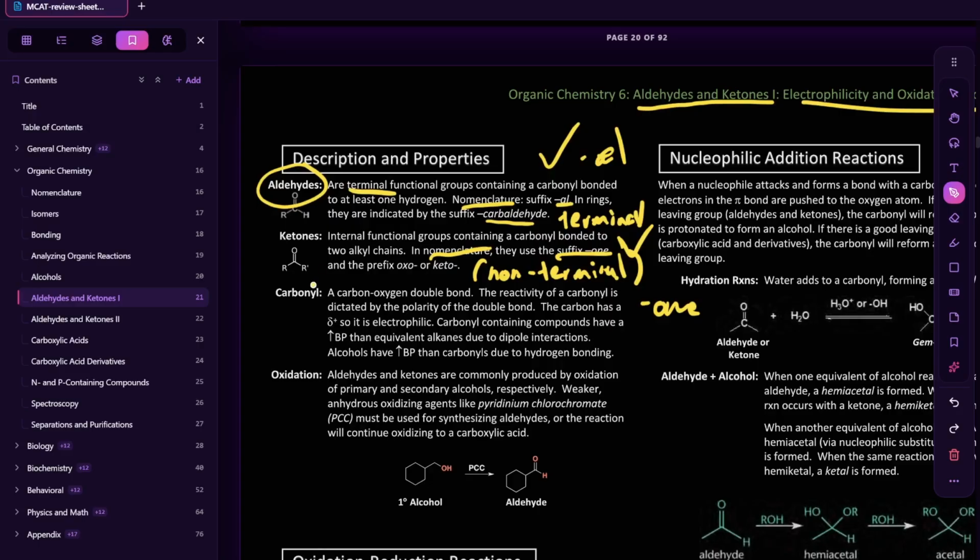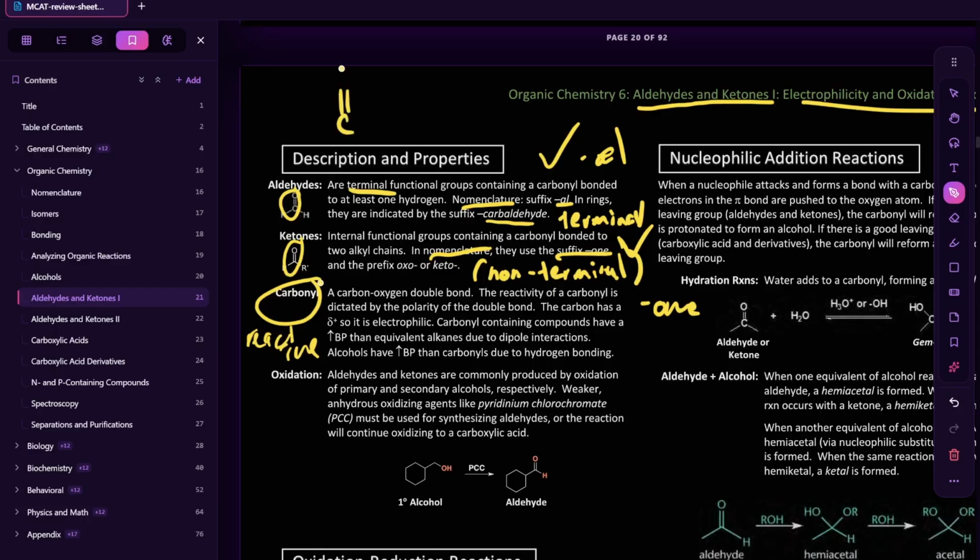So the carbonyl is very reactive. Why is the carbonyl so reactive? Well, the carbonyl is a carbon-oxygen double bond. Did you see that, right? Carbon-oxygen double bond. And this carbonyl is also polarized. Oxygen is more electronegative, so it hogs the electron density.